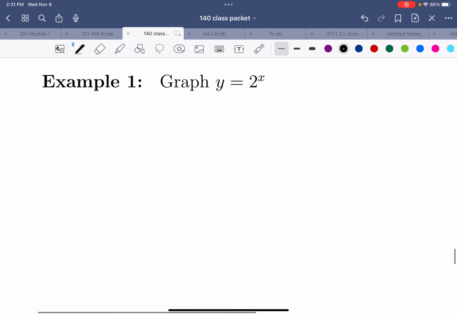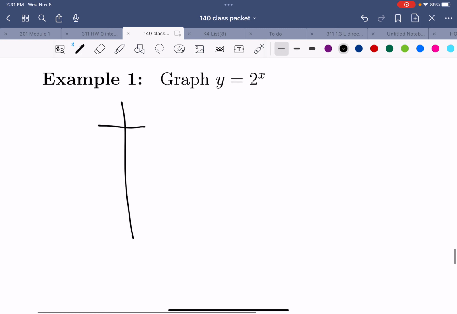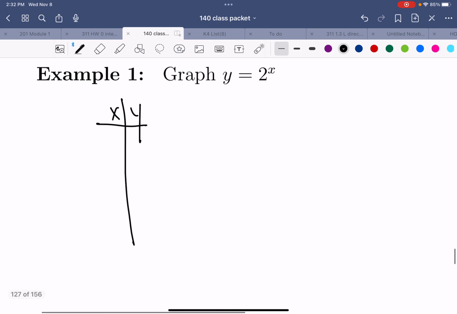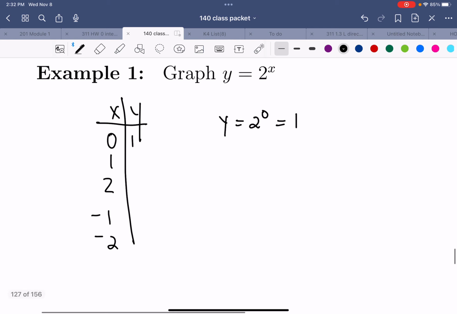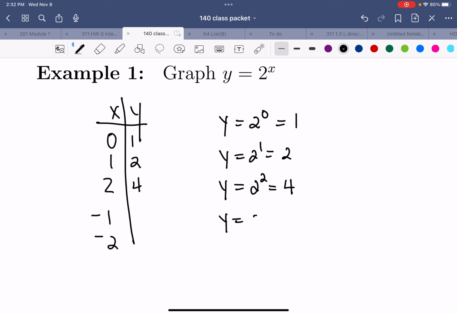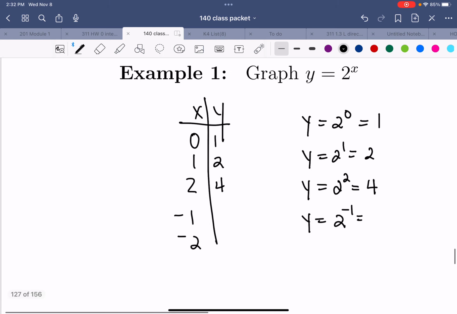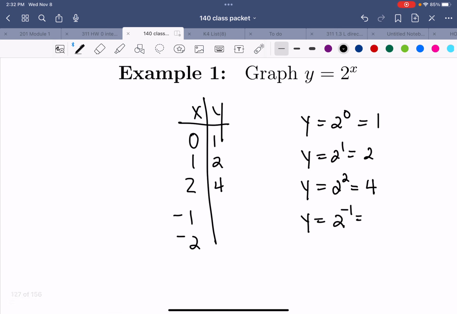First of all, let's look at y equals 2 to the x. When we graph this, we're going to do our table of values. My favorite numbers are 0, 1, 2, -1, and -2. When you plug in 0, 2 to the 0 is just 1, because any number raised to the 0 power is 1. Next, 2 to the first is just 2, and 2 to the second is 4. Then it gets interesting when we take 2 to the -1. A negative exponent means it's in the wrong part of the fraction, so I move it to the bottom. So 1 over 2, or 0.5.